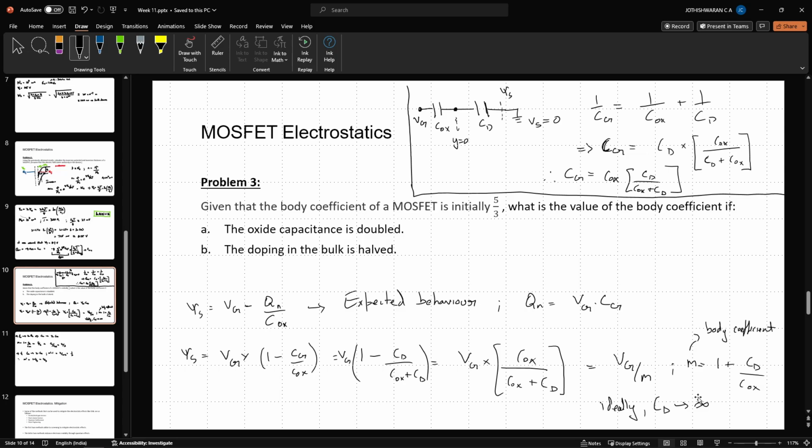So ideally, I will want Cd to be very large. Where is Cd to be very large? Yes, I did write that. Was I right in writing that? So this is going to be Cox. Just one second. I'm sorry for this confusion.